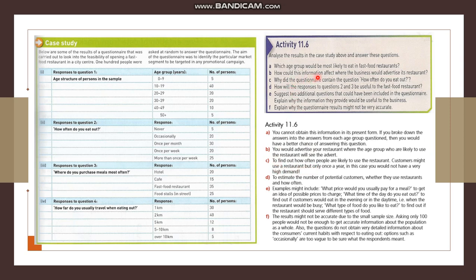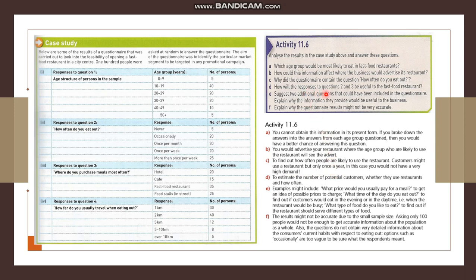Letter B, how could this information affect where the business would advertise its restaurant? You would advertise your restaurant where the age group who are likely to use the restaurant will see the advert. C, why did the questionnaire contain the question, how often do you eat out? To find out how often people are likely to use the restaurant. Customers might use the restaurant, but only once a year. In this case, you would not have a very high demand.